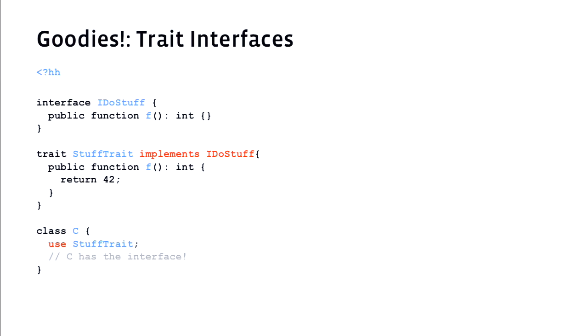And then you have a trait, stuff trait, that says that it implements I do stuff, and indeed it does, it provides the function f. And then you have the class C that uses the trait. And the effect of this is that C gets the interface. So if you have calling code like this, where you have a function with a type hint, and then you try to pass it a C, that works. Yay. That's pretty much the entirety of the goodie.